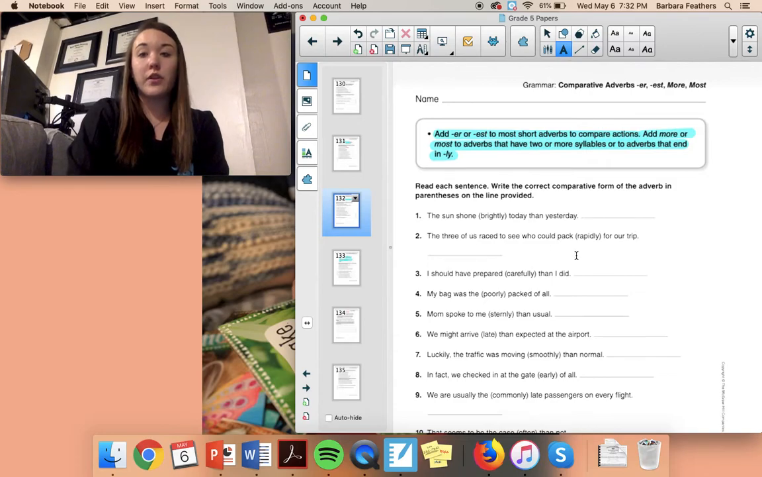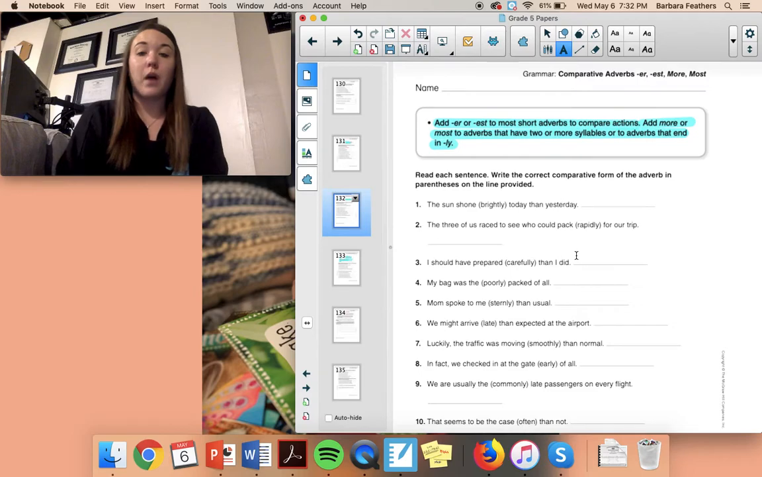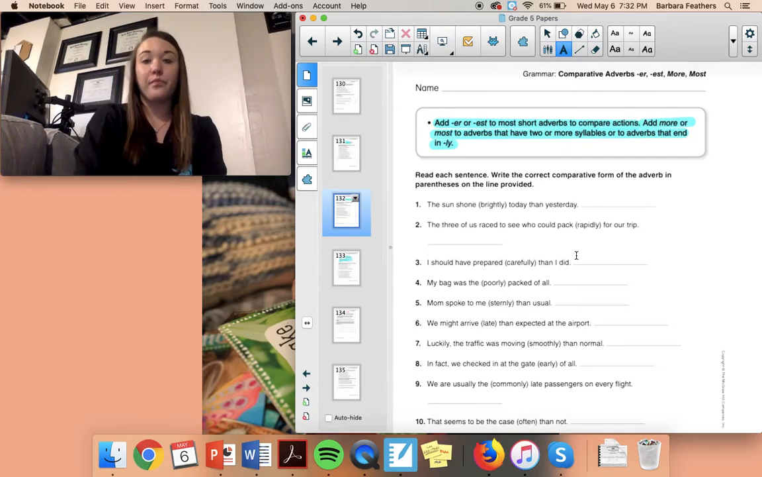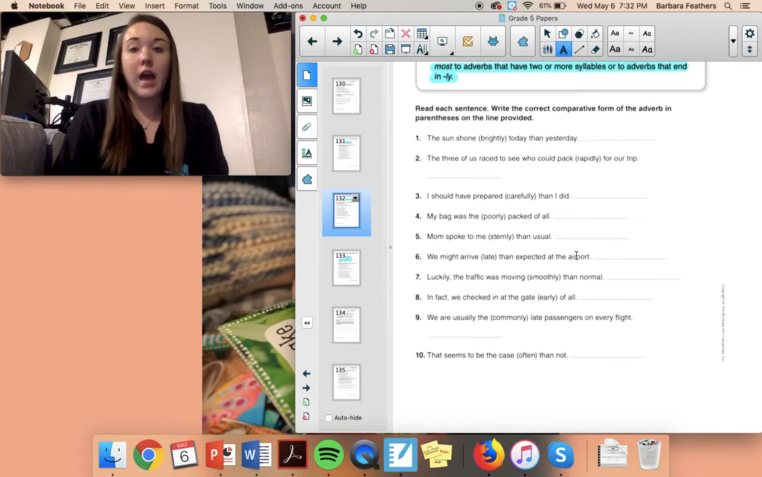Page 132 is looking at comparative adverbs again. The box tells us that we add ER or EST to most short adverbs to compare actions. We add more or most to adverbs that have two or more syllables or to adverbs that end in ly. The directions on this page say to read each sentence and write the correct comparative form of the adverb in parentheses on the line provided.